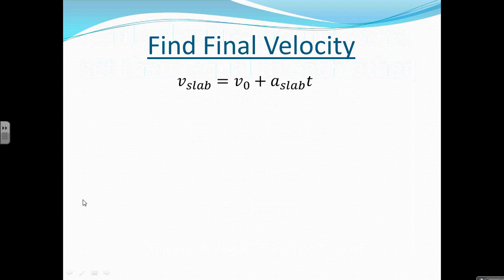Having that time, we can find the final velocity, and I'm going to use the slab here. So we say that the final velocity of the slab, which is equal to the final velocity of the whole system, is equal to its initial velocity plus the acceleration of the slab, which we already found, times the time, which we already found. So it's velocity of slab equals V0 plus acceleration times time.